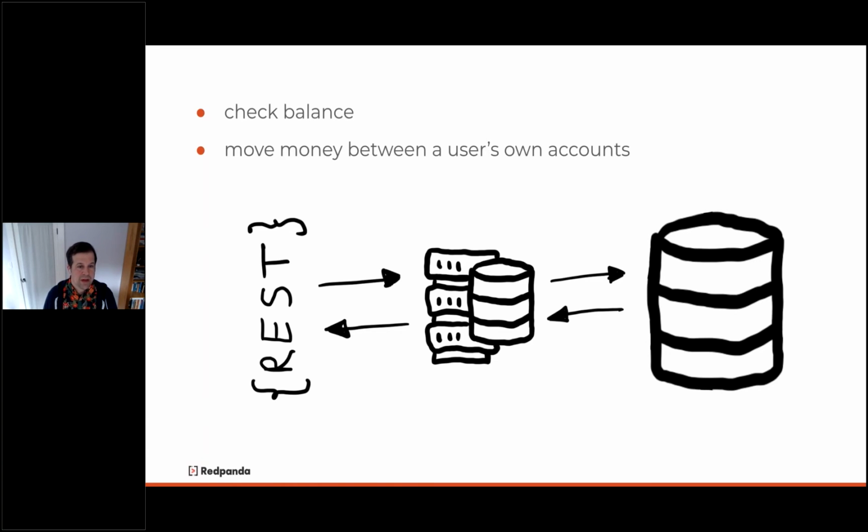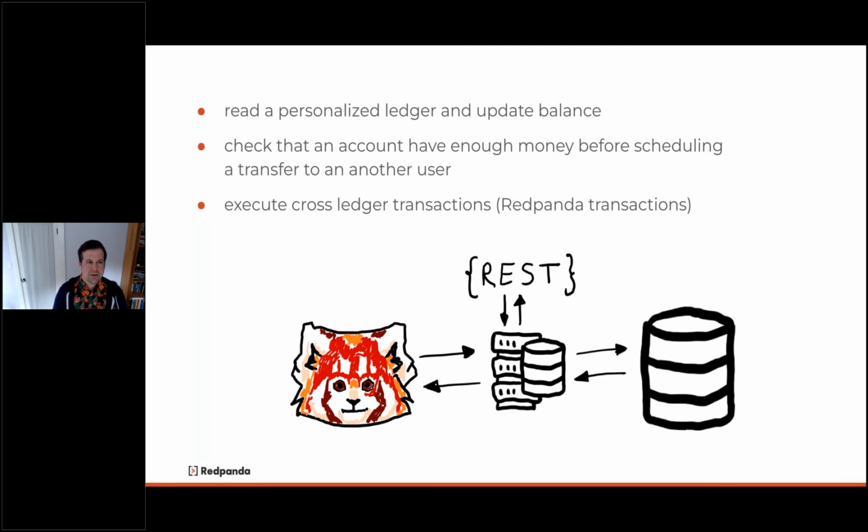But when we want to move money between users' accounts, this is where the ledger has to be. We do have to get the ledger involved. And this is also where transactions are critical, because if I'm moving data from one account and then putting it into another, I want to make sure that I'm doing that in an all or nothing fashion, and not just deducting money from one account and then never getting that put into another account down the line. So, we want to read the personalized ledger and update the balance, check that both the accounts have enough money before scheduling a transfer to another user, and then execute that cross-ledger transaction as I just mentioned.